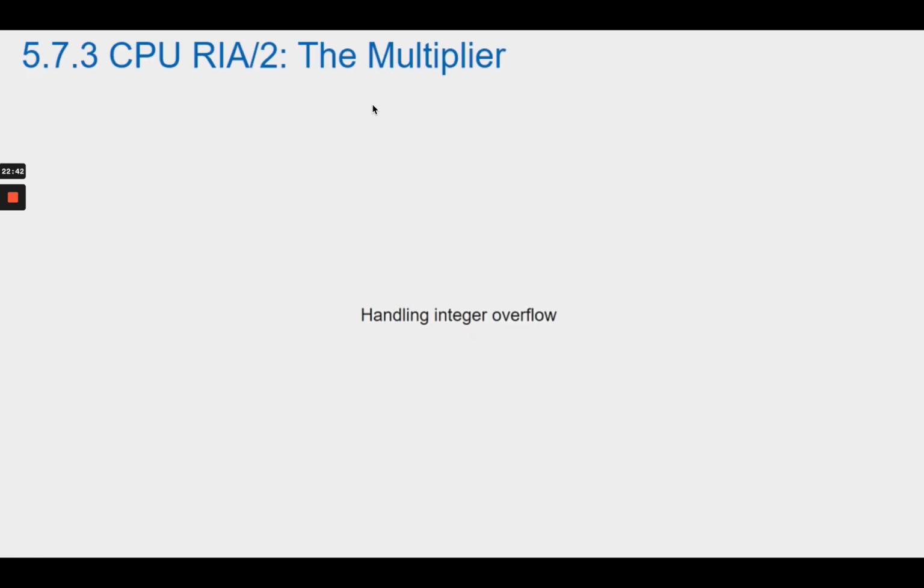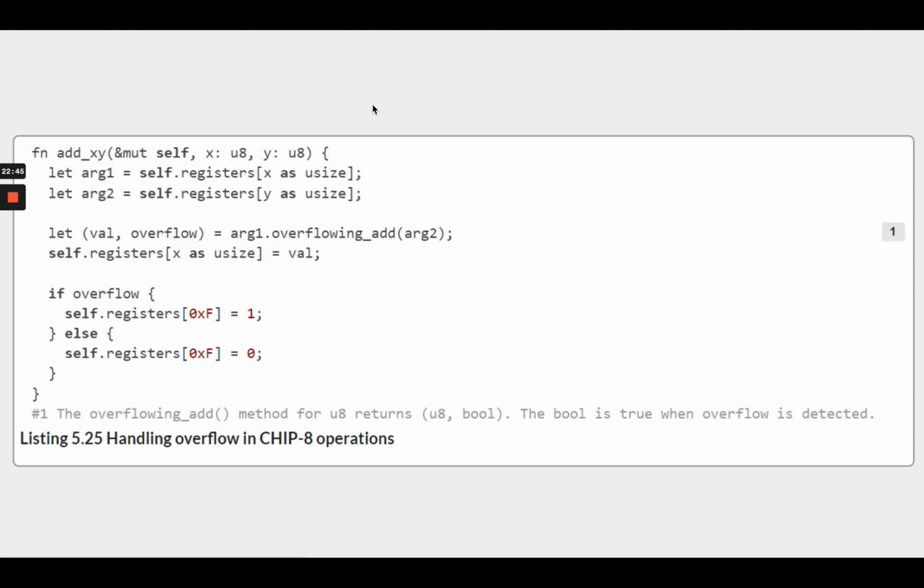Handling integer overflow. Within the Chip-8, we use the last register as a carry flag. When set, this flag indicates that an operation has overflowed the u8 register size. The following listing, an extract from Listing 5.26, shows how to handle this overflow.